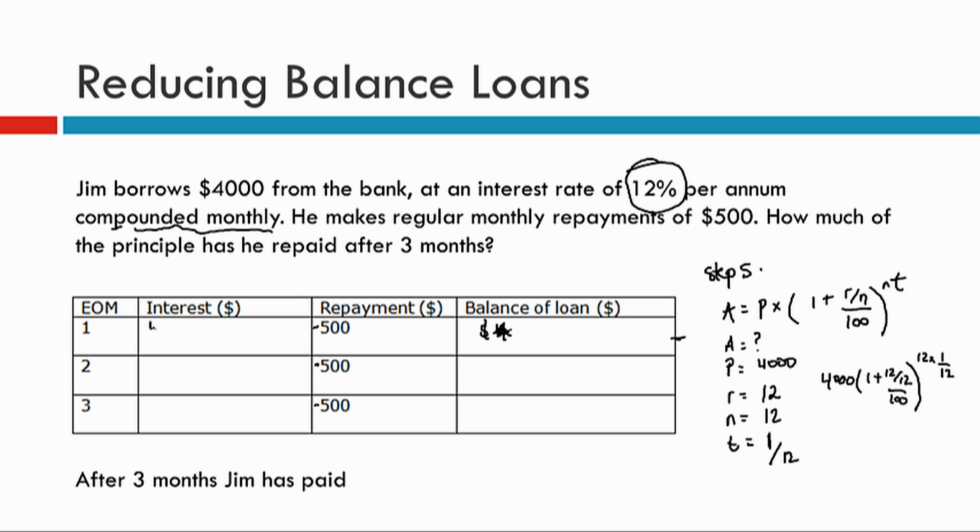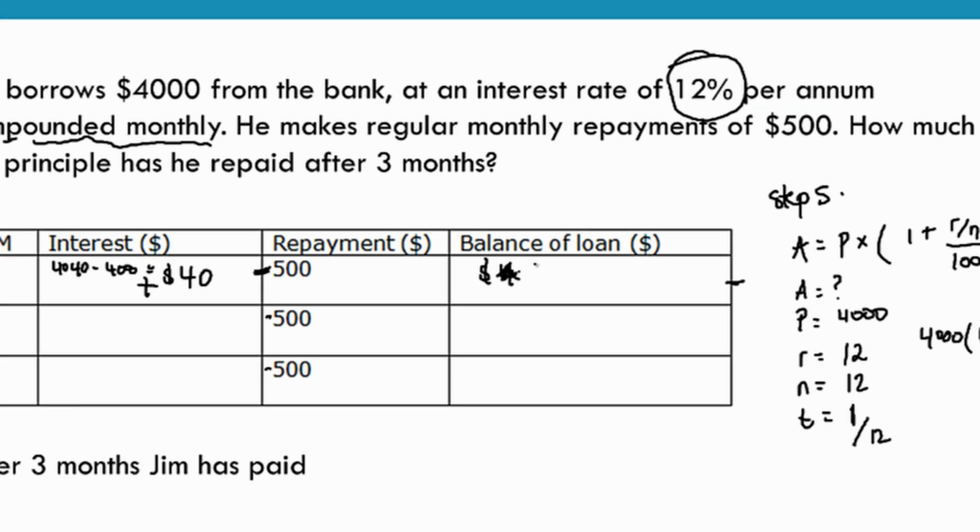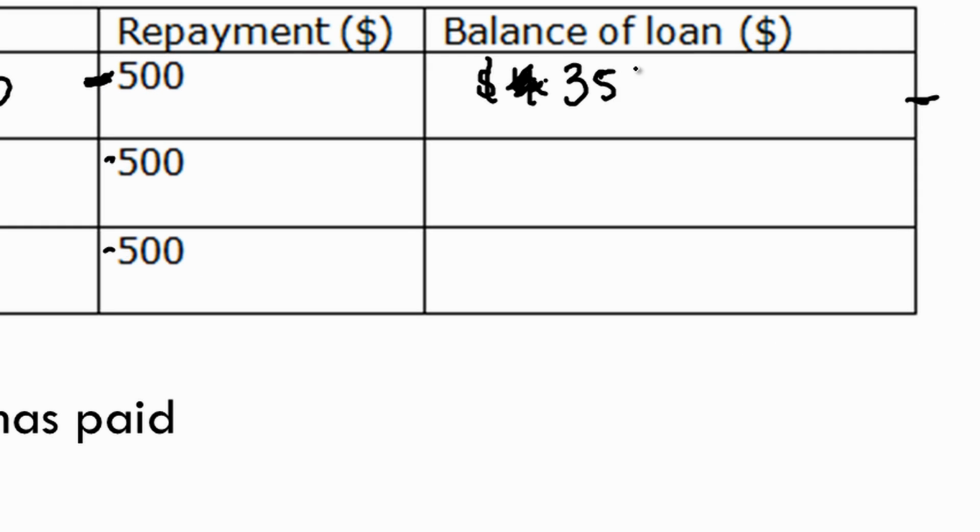Then to work out the interest, we need to subtract our principal. So we've got our $4,040, we subtract $4,000, so our interest is $40 only. Now to get our balance, we take our original principal, which was $4,000, add the interest, the $40, and subtract our $500 repayment. So we end up getting $3,540. So that's our new starting point for month number 2.